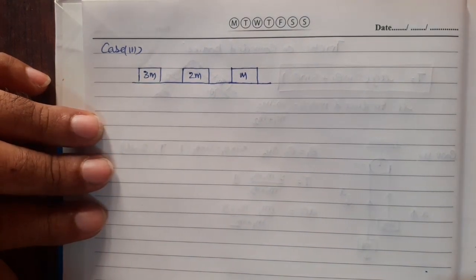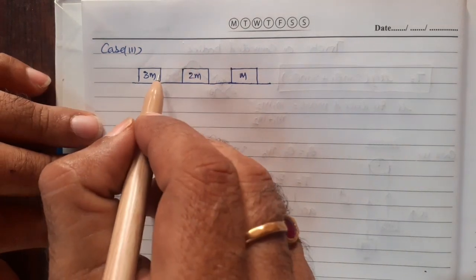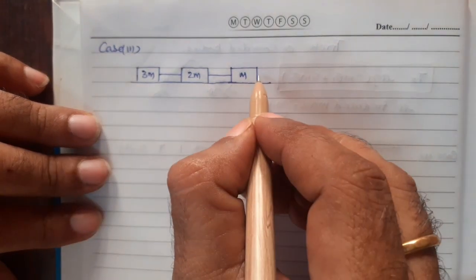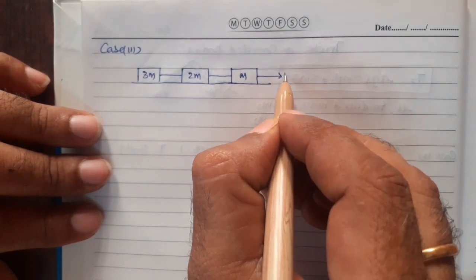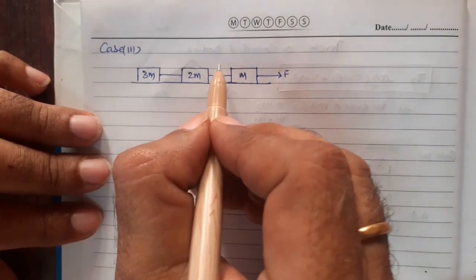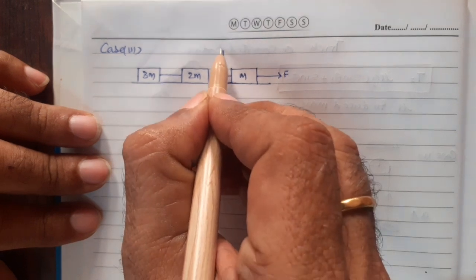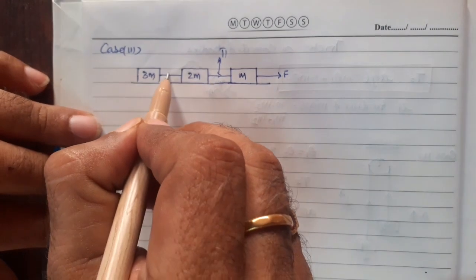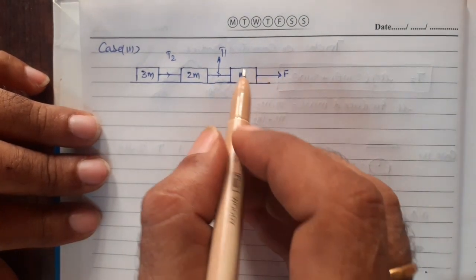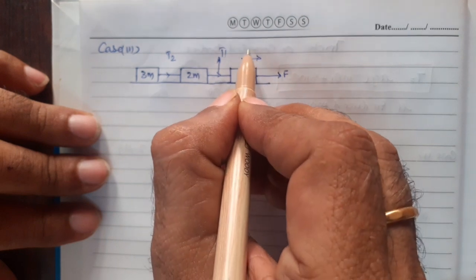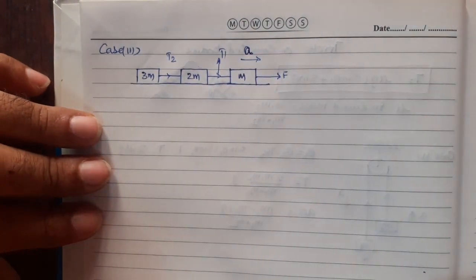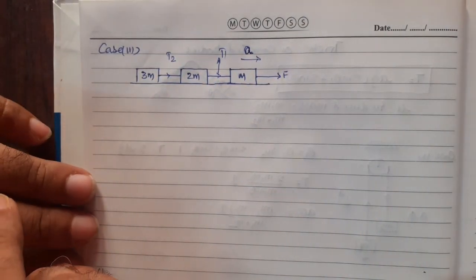2m and 3m. These three masses are connected by a string, and the force is acting in this direction. F is the force acting on this. Here is the tension T1 and here is the tension T2. The force is acting in this direction so that all the masses move in that direction, and the acceleration is in the same direction as the force.